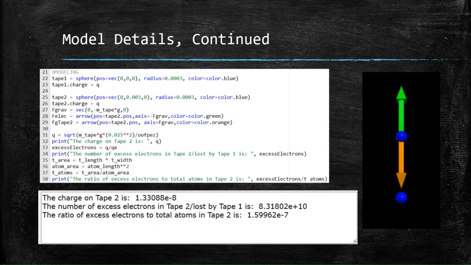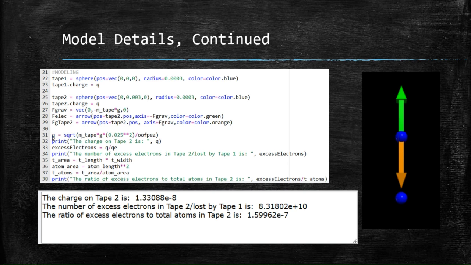Now continuing with the model, here you can see I defined the spheres that represent the two tapes as a point charge. I gave them an identical charge Q, and defined the gravitational force on tape 2 up here, and then also modeled the electric force as an arrow that has the same magnitude as the gravitational force, because tape 2 is not moving, it's just floating, so all the forces on it have to cancel out.